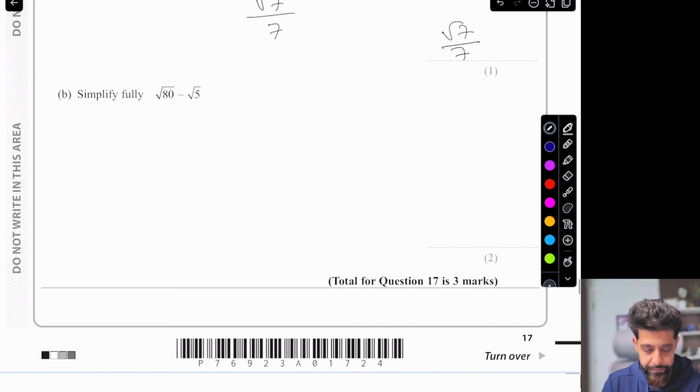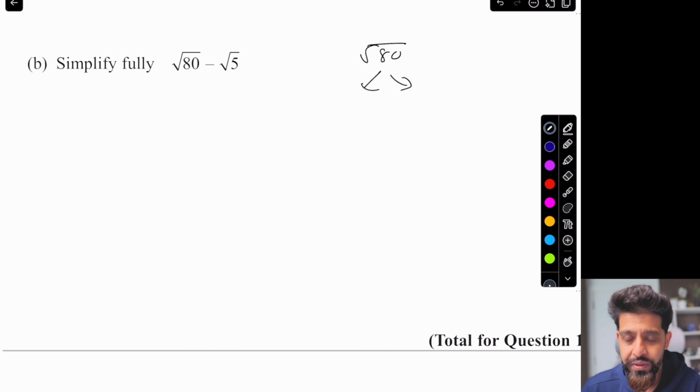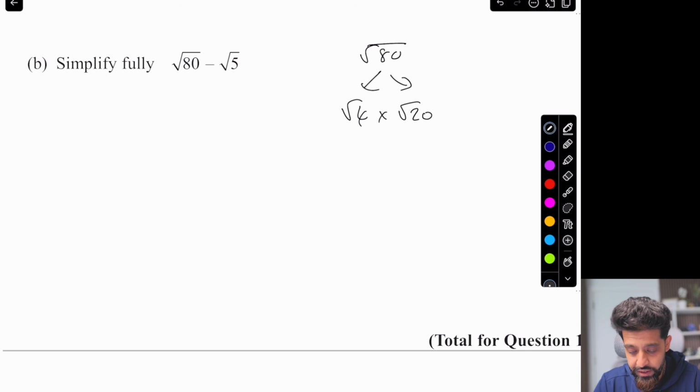Next, simplify fully. Root 80 minus root 5. Root 80 needs to be broken up. So root 80, how do we break it up? Breaking down surds. So we need to divide by square numbers. What's the largest square number that goes into 80? Well, off the top of the head you could use 4 if you wanted to, but 4 may not be the largest straight away. But if you can't find the largest square number, that's fine. Just do 4 times whatever you can do, which is 4 times 20.